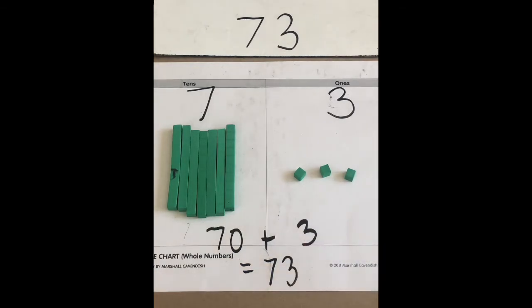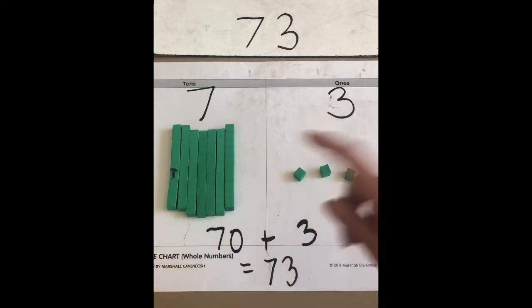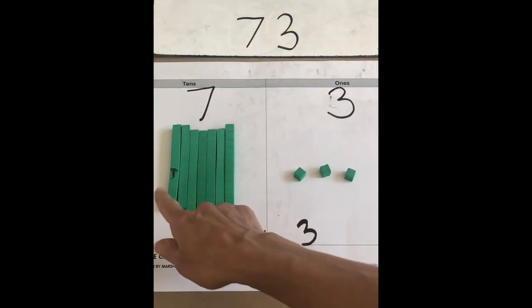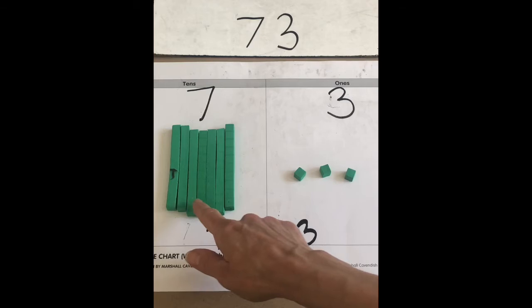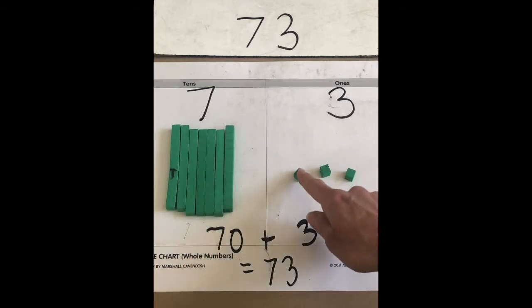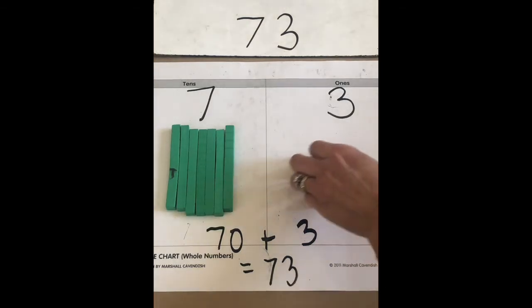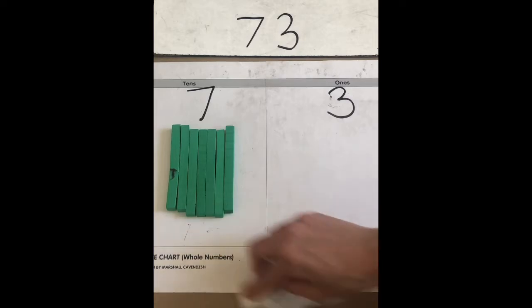We can also count that. Counting by tens here in the tens column, stop and count on by ones. 10, 20, 30, 40, 50, 60, 70, 71, 72, 73. 73. Let's try one more number.